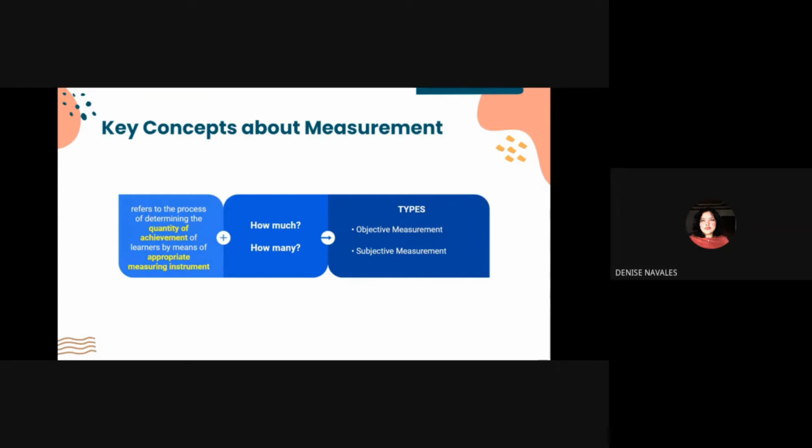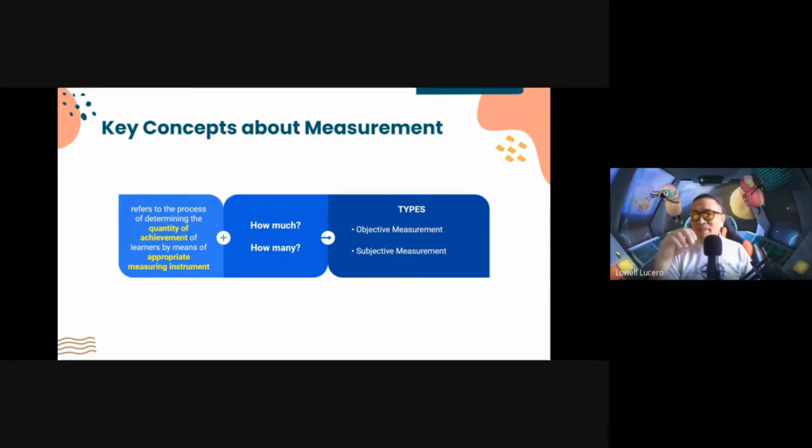Maghatag og rubric, sir. Good. Thank you, Ma'am Denise. Set standards. Thank you, Ma'am Princess. Set ka ng standards. Meron kang criteria of scoring.